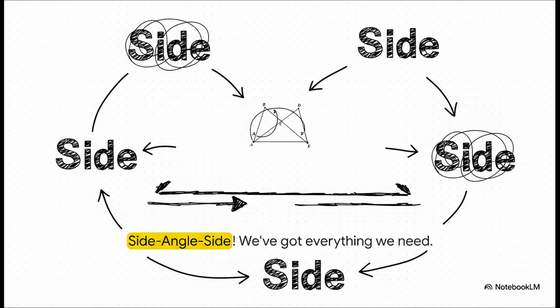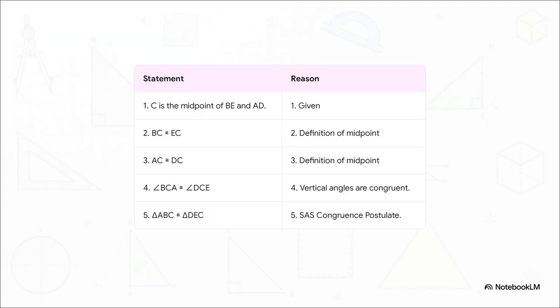And now, look what just appeared. We have a side, an angle right between them, and another side. That is the side-angle-side pattern. We have everything we need. So we can finally write our last statement. Triangle ABC is congruent to triangle DEC. Our reason for that, the SAS congruence postulate.